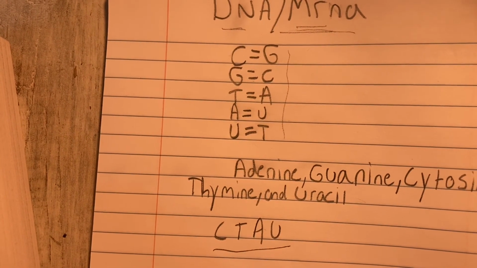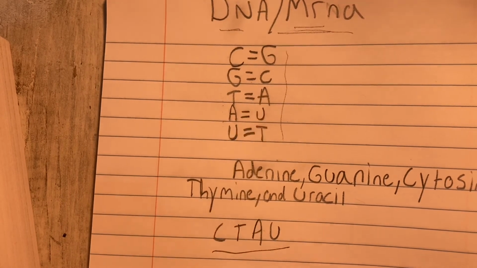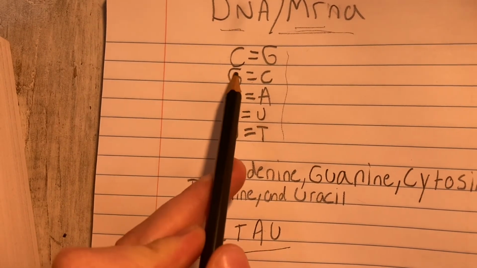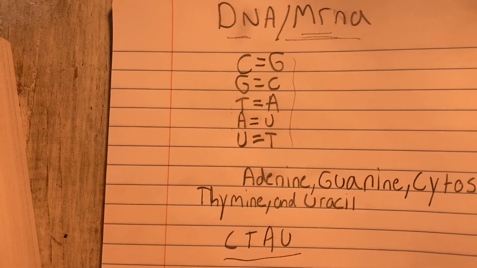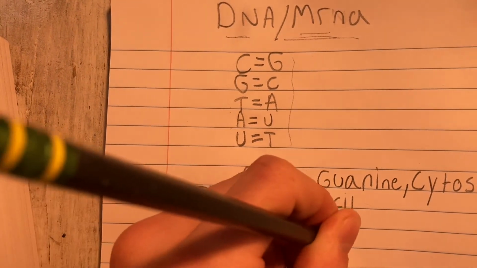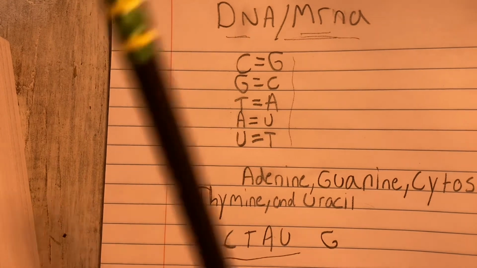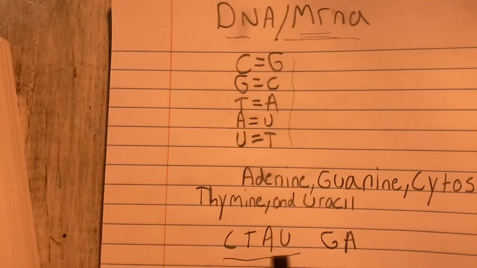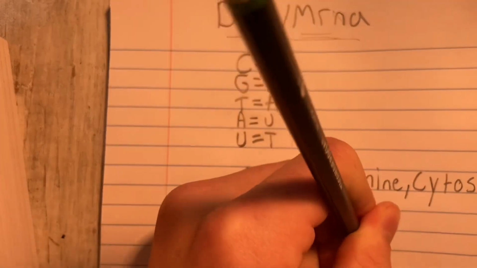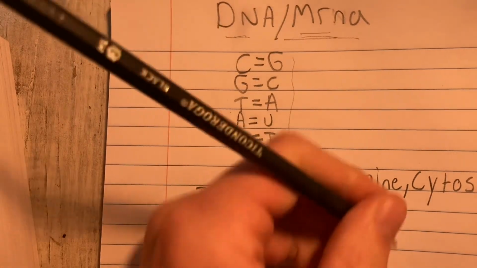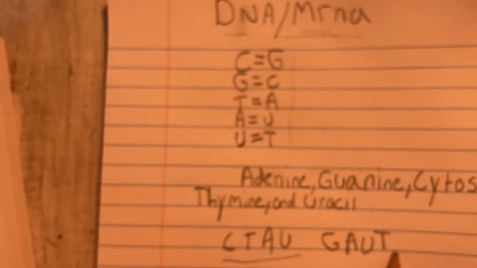In order for it to become an mRNA strand, it needs to go through a process that I've shown here. So as we know, C turns to G. So my mRNA strand would be G, and T turns to A, A turns to U, and U turns to T. This would be my mRNA strand.